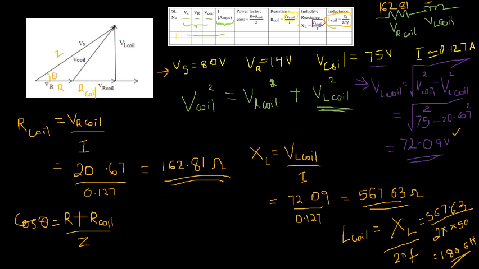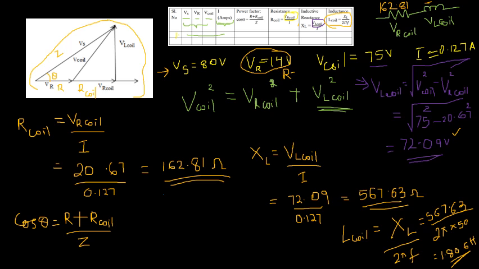Now if I want to calculate cos theta from here, I apply the Pythagoras theorem for the entire triangular structure, so it is R plus R coil divided by Z. R value you know, R coil value you know, Z value you can calculate. How to calculate the value of R? I know the value of VR. VR value is equal to 14 volts. From this you calculate the value of R.